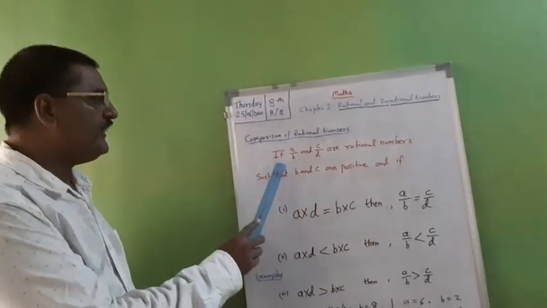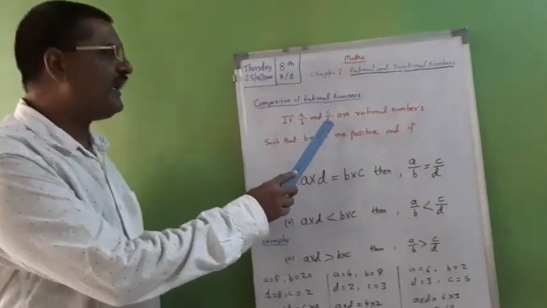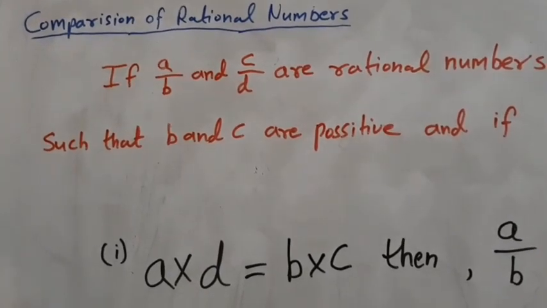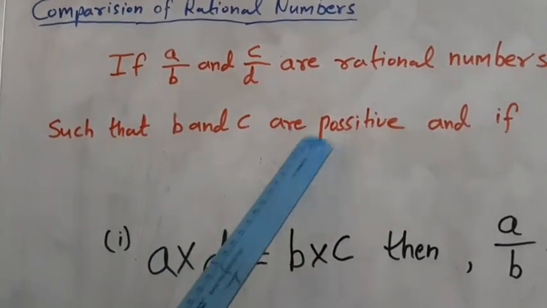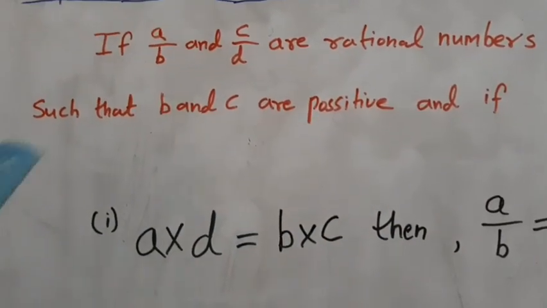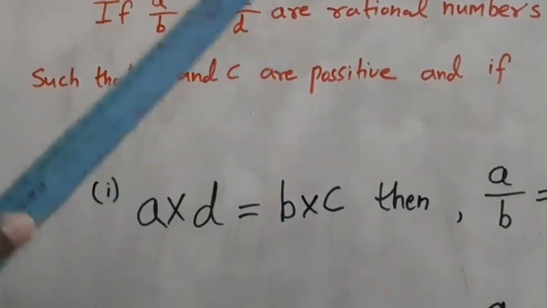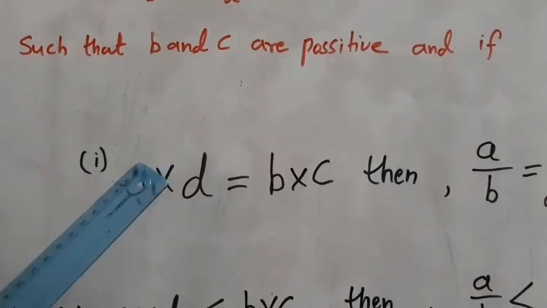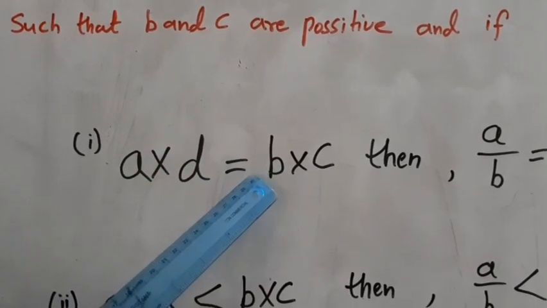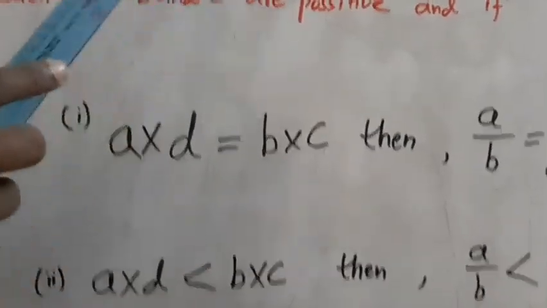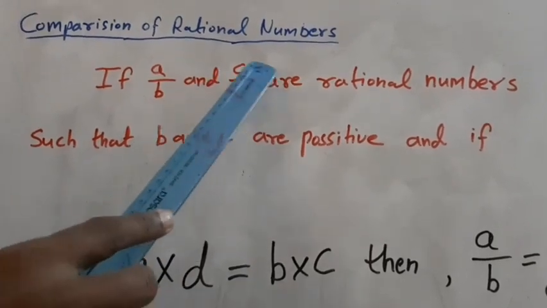See here, if A, B, C and D are rational numbers such that B and C are positive. The first condition: if A into D equals B into C, how do we get this? Cross multiplication. A into D equals B into C.